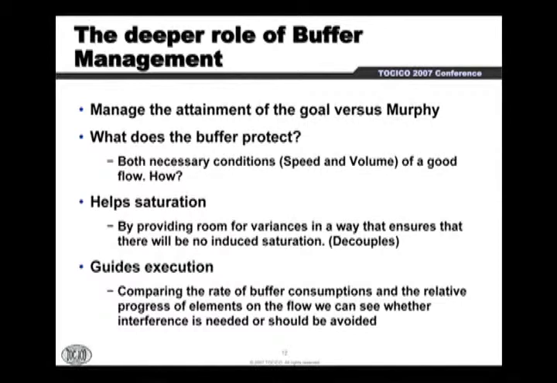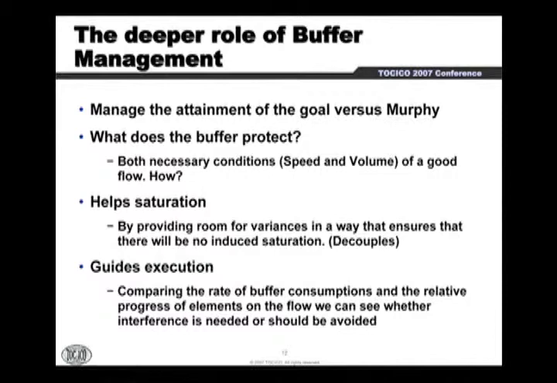And it also helps saturation, because with the buffer, you're actually allocating some capacity to allow for variability in the speed that things cross the flow. So you're actually desaturating by separating certain capacity of the system to protect it against variability. That's the basic consequence of having a buffer.